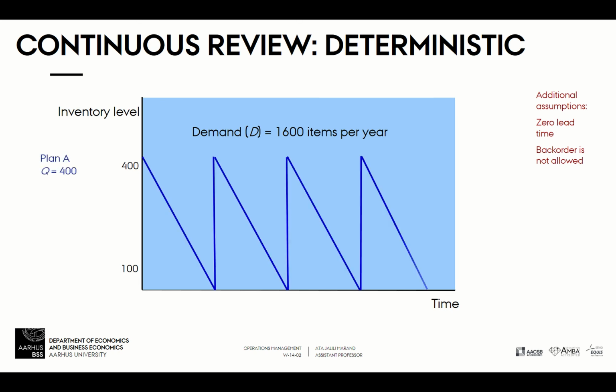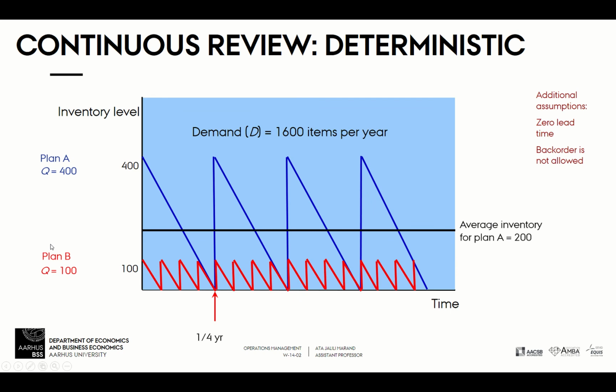In plan A, we will make orders of size 400. If we have orders of size 400, then we need 4 orders, 4 times 400 equal to 1600, to satisfy this demand. So we will pay the fixed ordering cost 4 times per year. In plan A, the average inventory level is equal to 200. So we will pay on average for holding this much inventory.